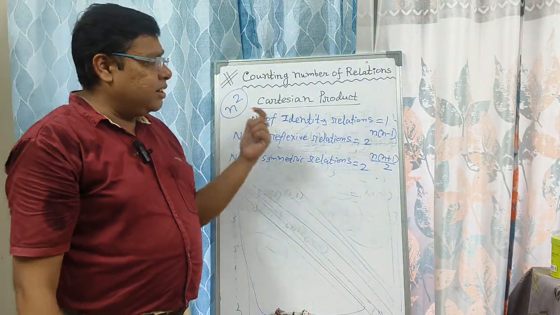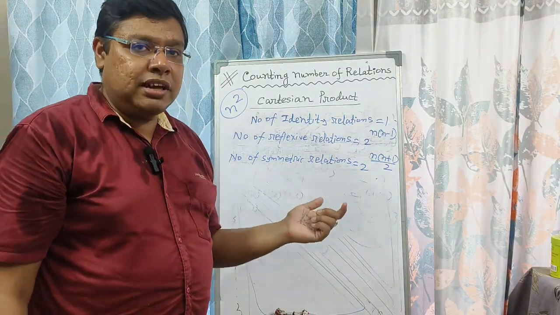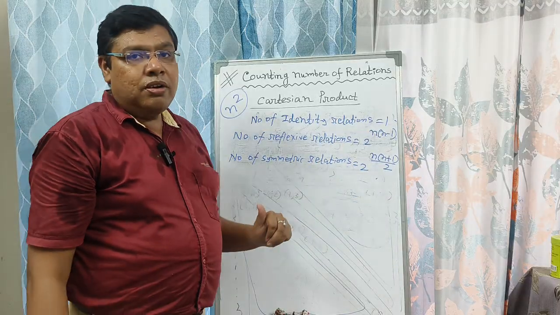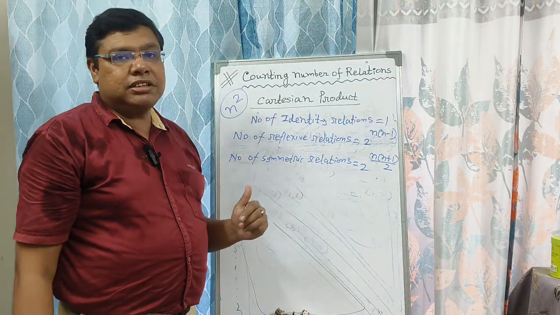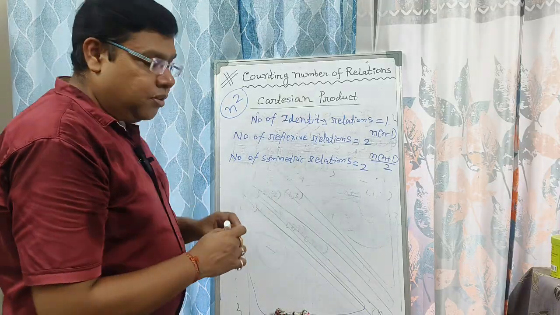Okay, so I have made the proof of how these things are coming. These are very useful while counting the number of relations. Okay, okay, bye.